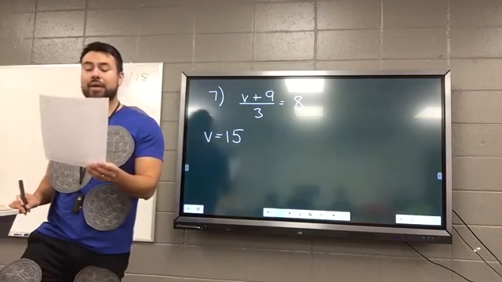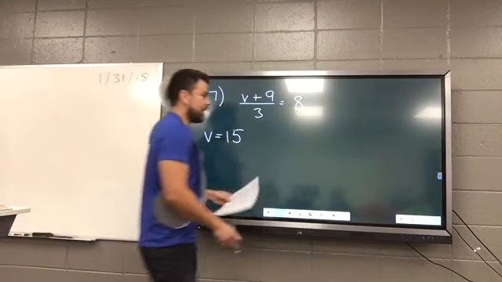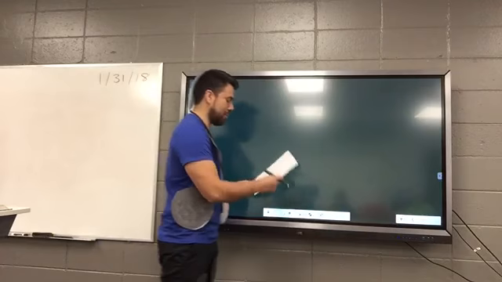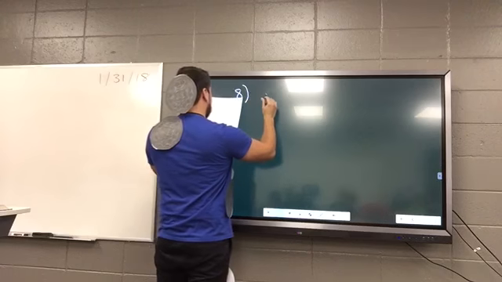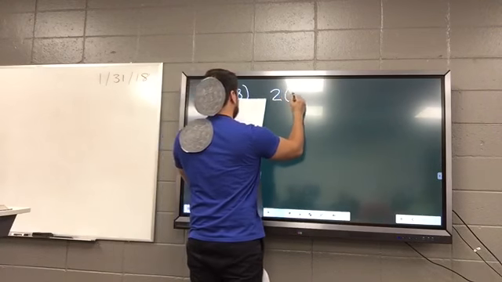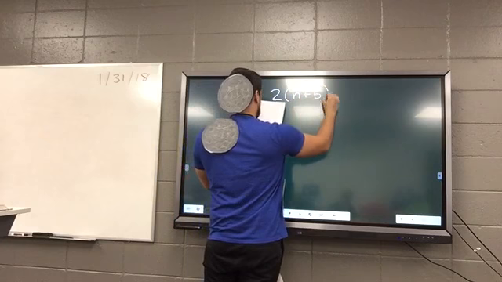All right. Number 8. Number 8 is where we start getting some more variety, some more complexity. So number 8, 2 times n plus 5.